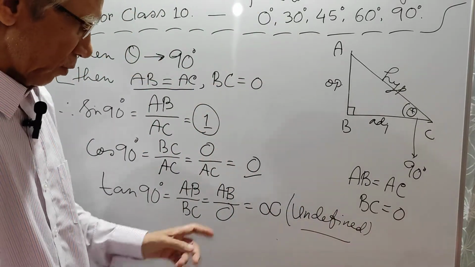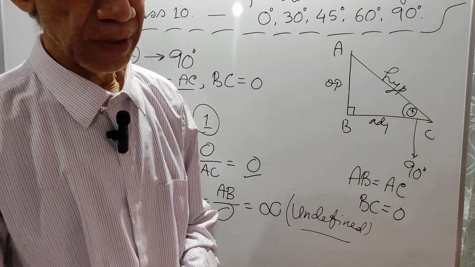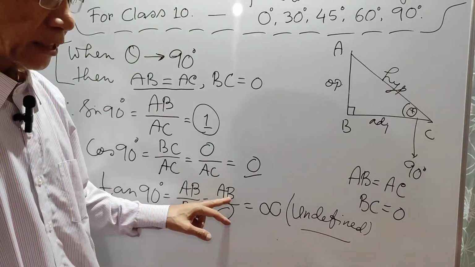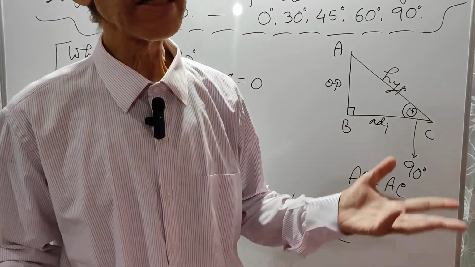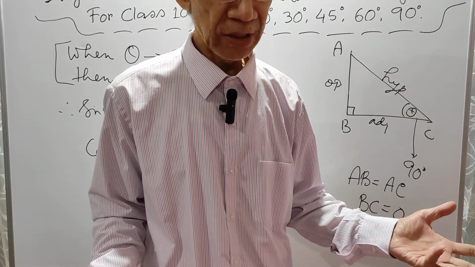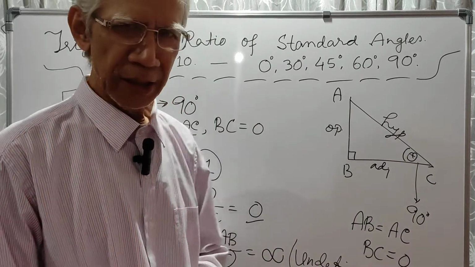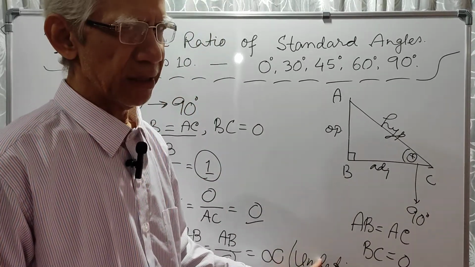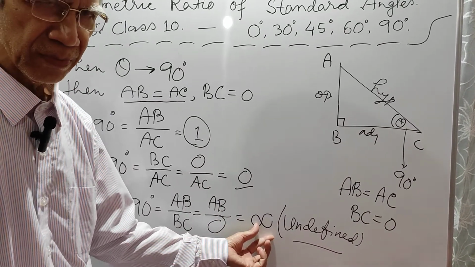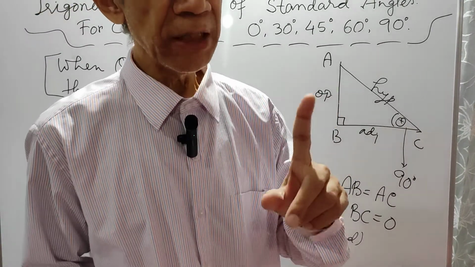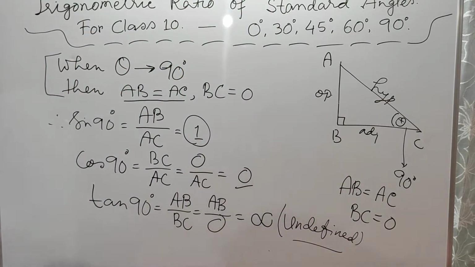Now anything divided by 0 is meaningless. You cannot divide anything by 0. Theoretically, anything divided by 0 is larger than the largest number. Now what is larger than the largest number? It does not exist, it is of no meaning. Therefore it is called undefined, and symbolically we indicate it by this symbol infinity. So remember, anything divided by 0 is infinity. So what is tan 90? Infinity.